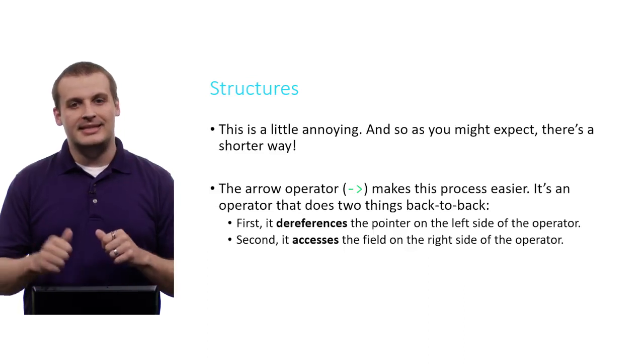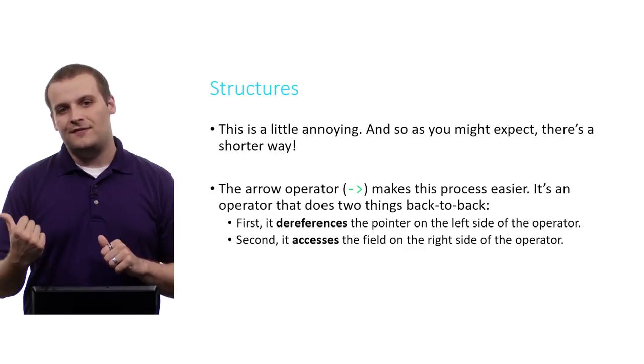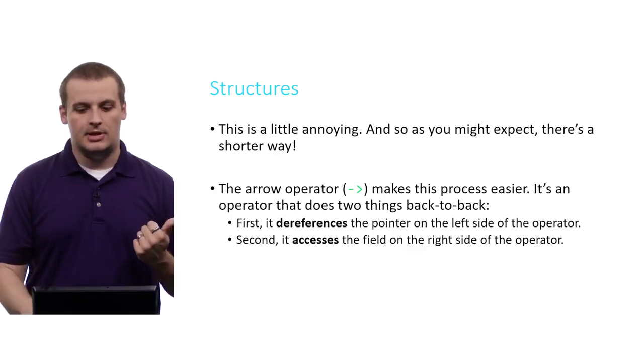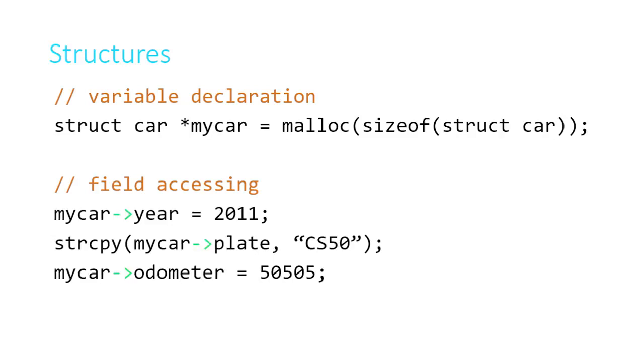The first thing it does is it dereferences the pointer, which is on the left of the arrow, and then it's going to access the field, which is on the right of the arrow. So for example, this is what the code looked like before. This is what we just had on the slide a second ago, where I'm dereferencing pointers, and then I'm using the dot operator to access the fields. Here's what the same code would look like with the arrow syntax. And the same thing is happening here. The first thing I'm doing is dereferencing mycar, but the arrow operator does that for me. I don't have to use the star syntax. It just knows if I have an arrow there, I need to first dereference the thing on the left, and then I can access the field on the right.